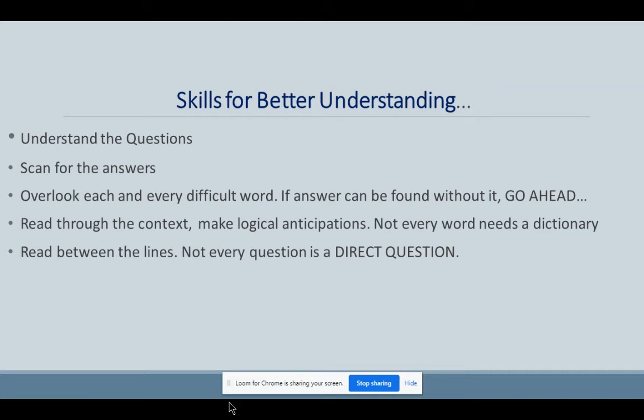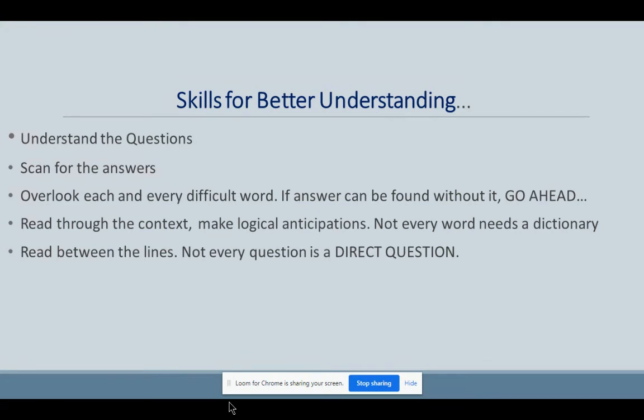Remember, the first and the foremost thing is to understand the questions. If you have understood your question well, you have done half of the job. Now, the remaining half is finding out the answer, obviously. But before you start answering the questions, you need to understand your questions very well. You need to read in detail, scan for the answers, and that would not be possible unless you have understood your questions well.